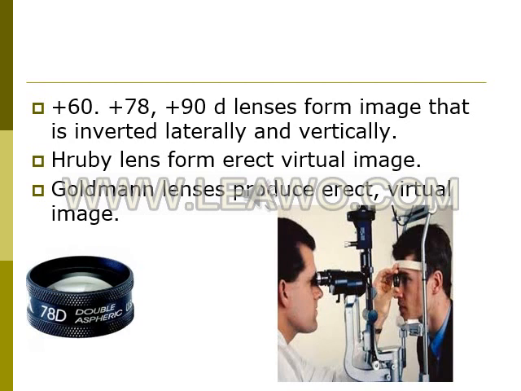Plus 60, plus 78 and plus 90 diopter lenses form an image that is inverted laterally and vertically. Ruby lens forms an erect virtual image. Goldmann lenses produce erect virtual images.